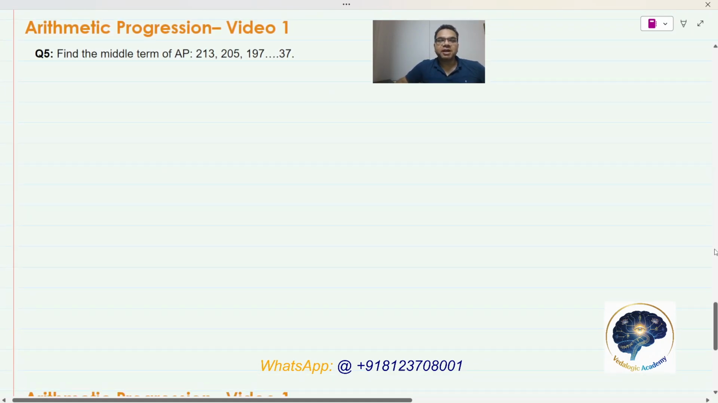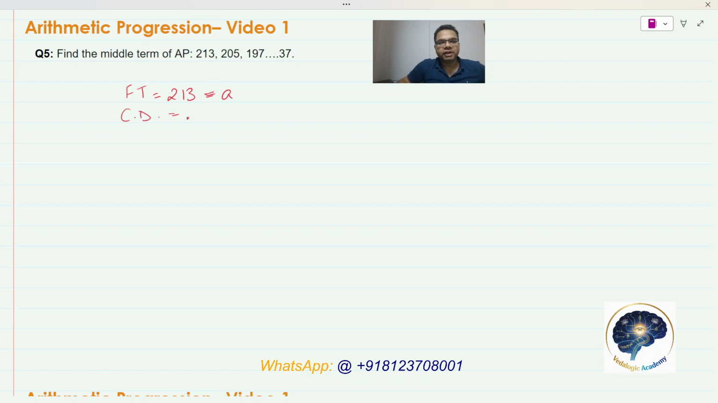So we have to find the middle term of an AP here. Again the same thing. The first term is a, which is 213, and the common difference, which we say as d, is 213 minus 205, which is 8, and again 205 minus 8 is 197. So the difference is minus 8. We have the first term and the common difference. Let's see what is the number of the term when we have the value of the term as 37.